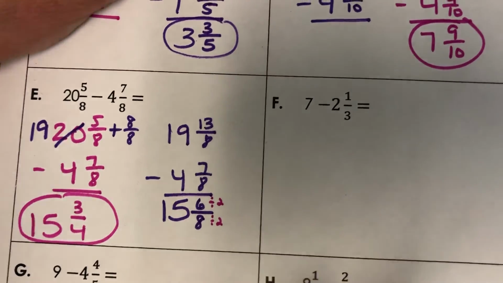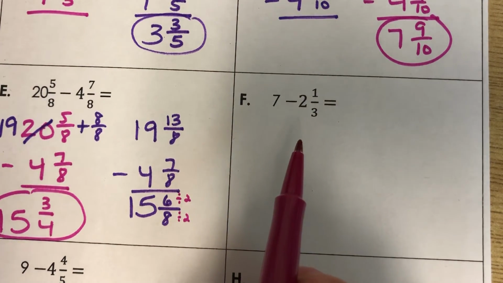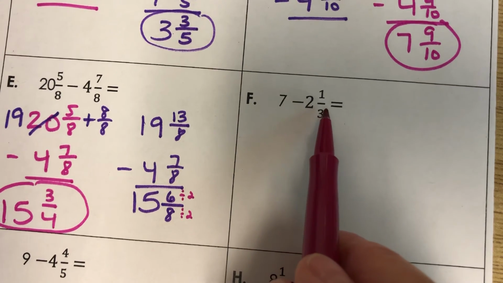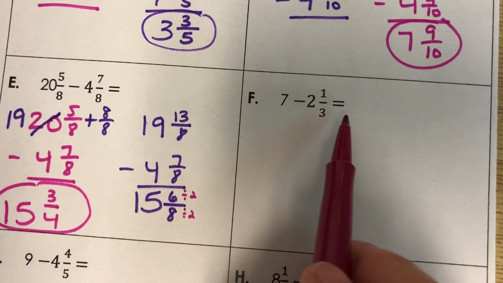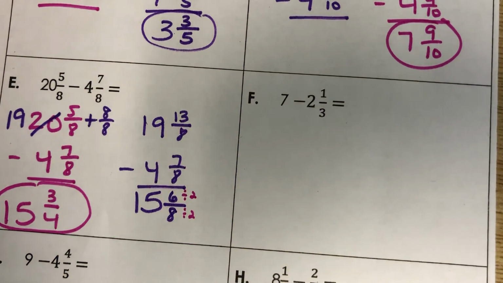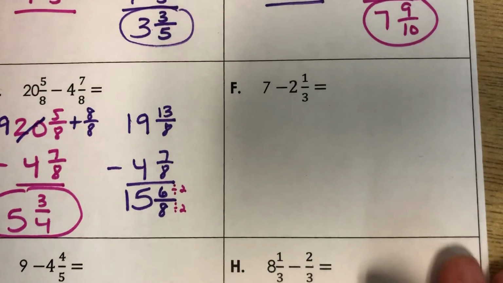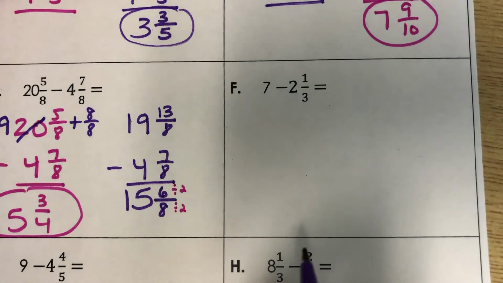For letter F, so many people just want to say, oh, Miss Trombley, I got it. It's 5 1/3. But it's not. I have 7, and I'm taking 2 1/3 away. If I take 2 away from 7, that's 5. Now I'm going to take away another third. My answer can't be more than 5. So I know you could probably number talk your way through this one. This one we could use mental math with, but I want to show you why it's not 5 1/3.